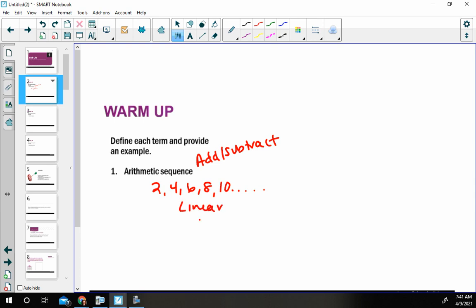So remember, linear is my y equals mx plus b. Sorry, that equal sign got weird. B is the y-intercept. M is where you're moving. So that rate that you're moving up by. Okay? Or you might see it as my arithmetic sequence with an a sub 1 in it.